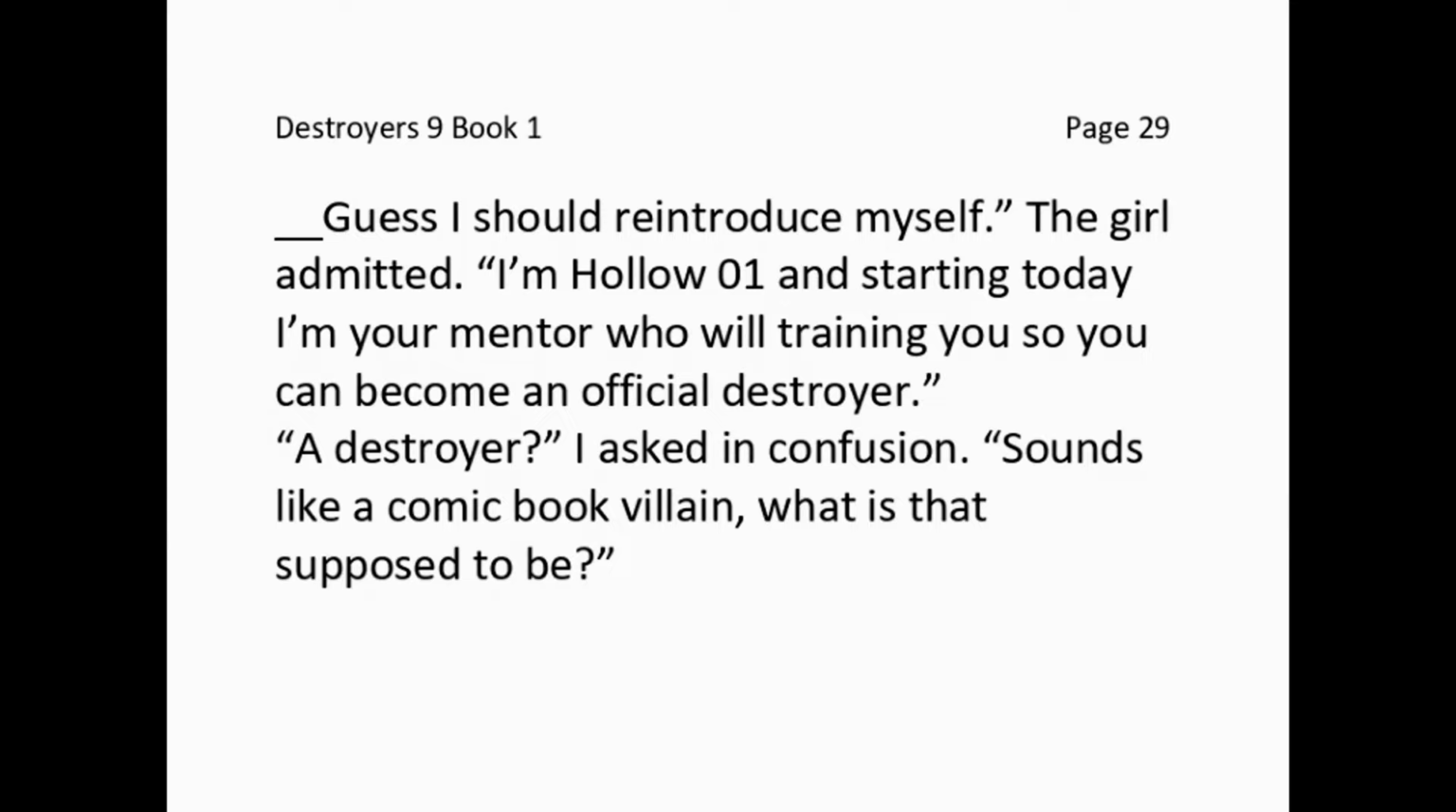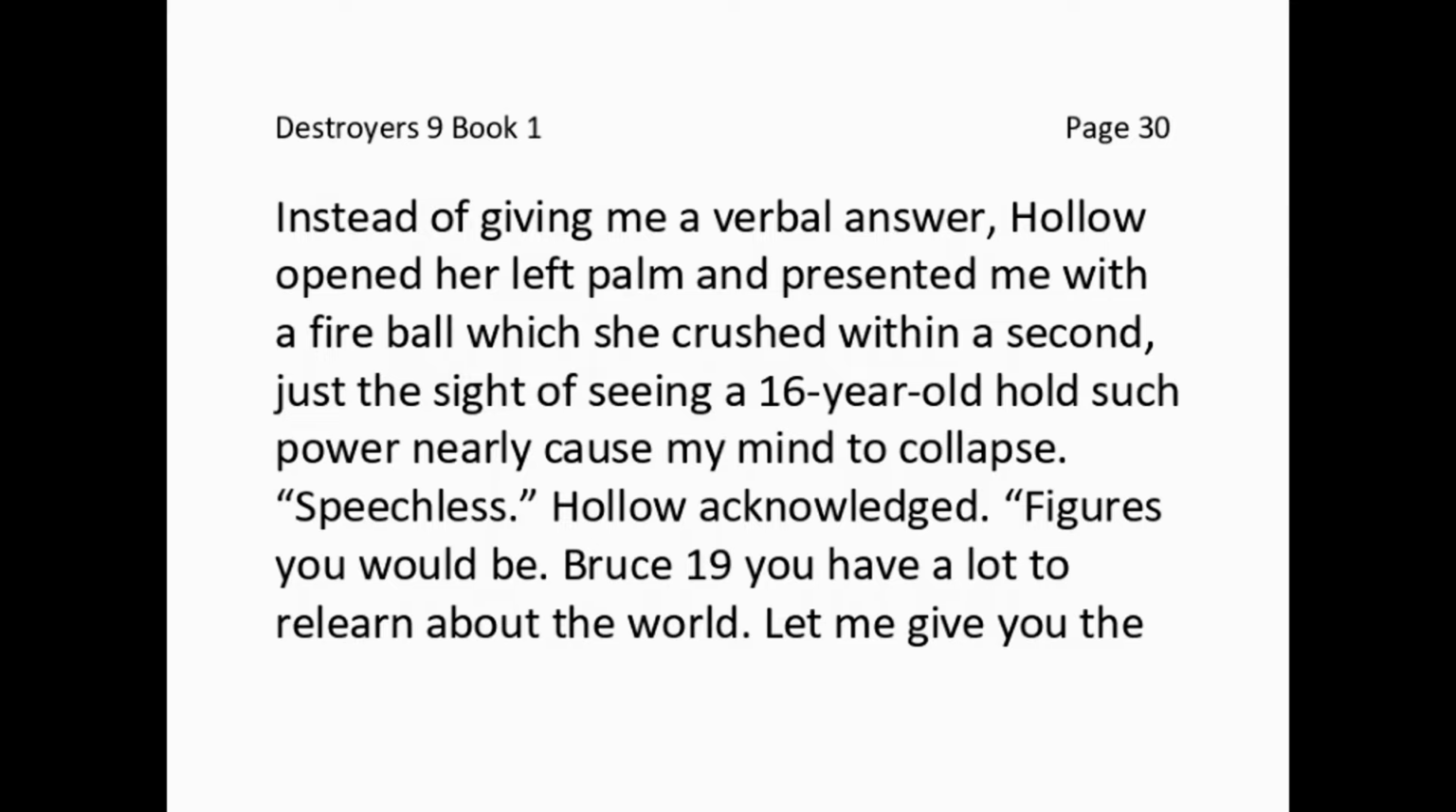Instead of giving me a verbal answer, Hollow opened her left palm and presented me with a fireball, which she crushed within a second. Just the sight of seeing a 16-year-old hold such power nearly caused my mind to collapse. Speechless, Hollow acknowledged. Figures you would be. Bruce 19, you have a lot to relearn about the world. Let me give you the basics.